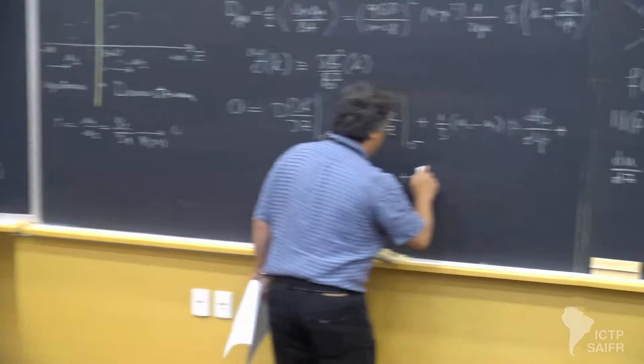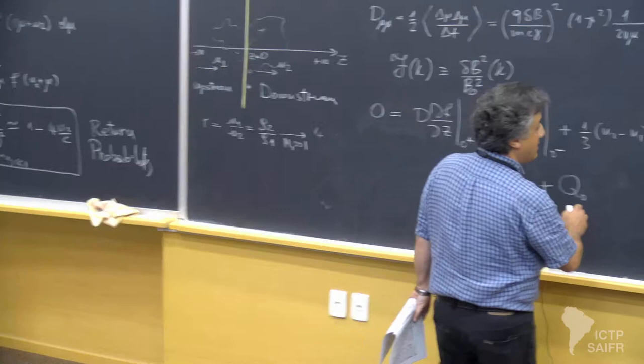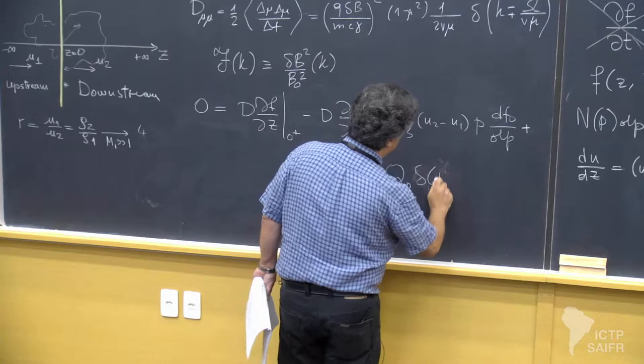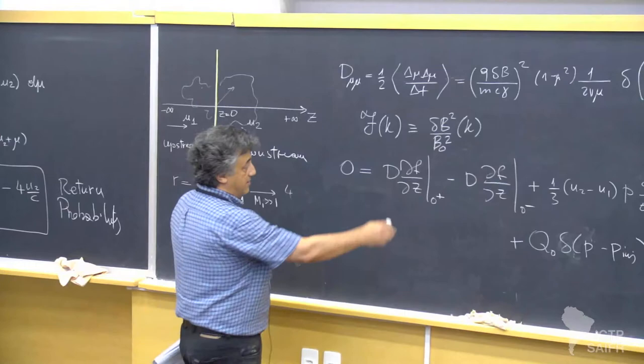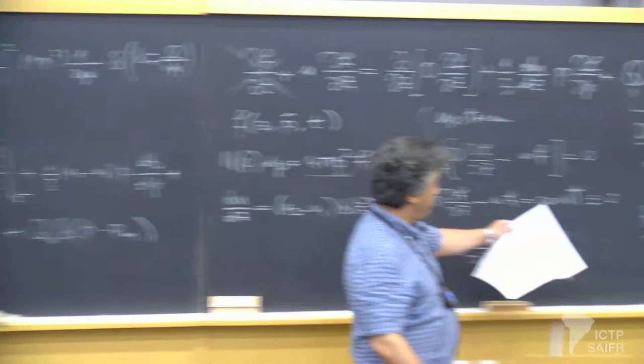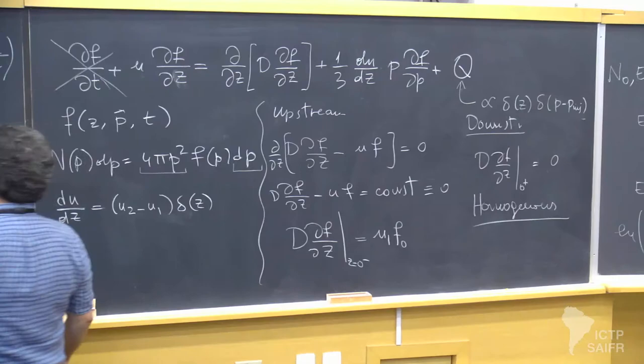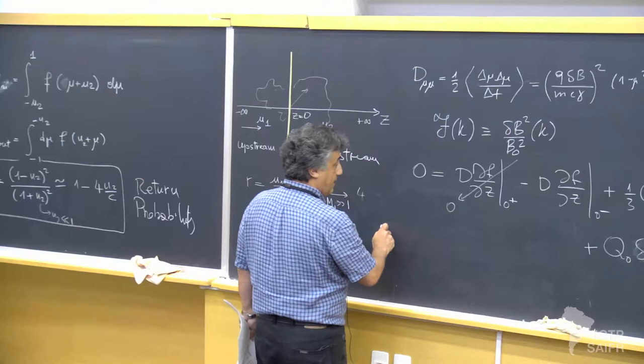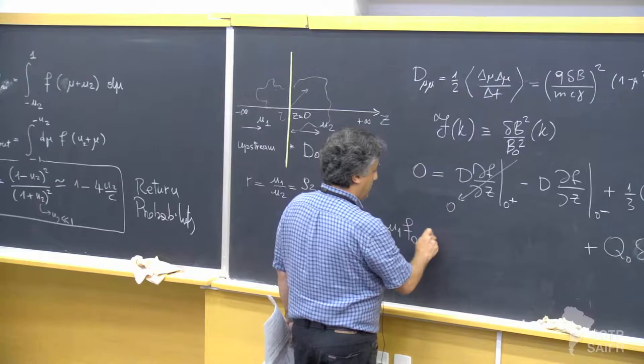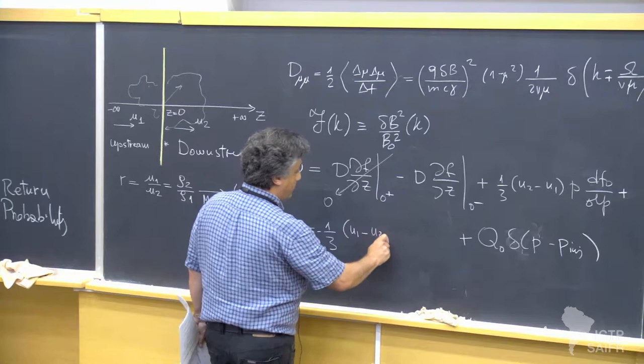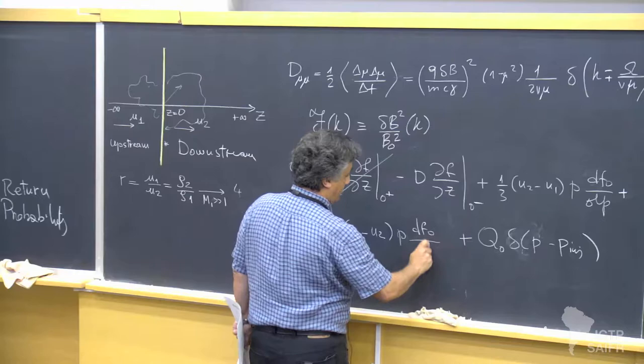I was hoping to have a physics normalization here, but let's just say that this is proportional to Q0 and delta of p minus p injection. Now this term, we said it's zero. And this term here, we said it's U1 F0. So I put this on the other side, and I have U1 F0 equal to minus 1 third, U1 minus U2, so I'm changing the sign of this, p df0 in dp. Right?